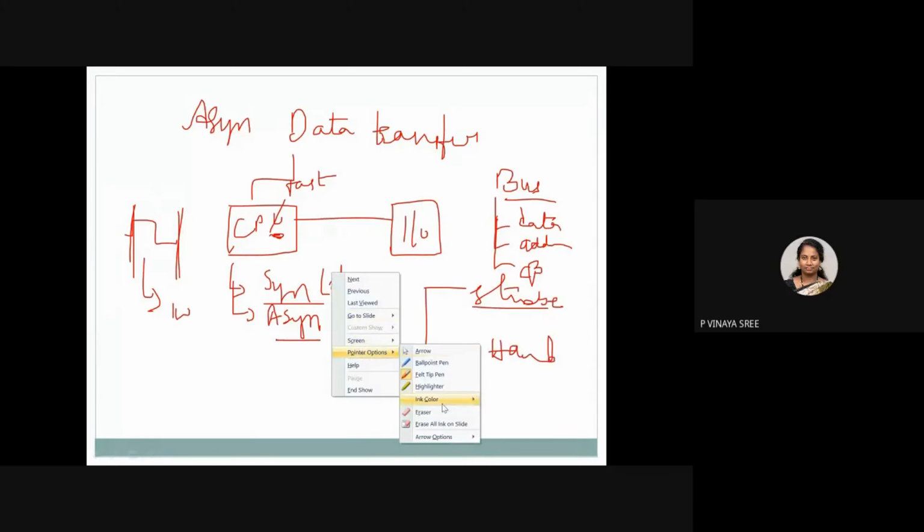First we will discuss strobe asynchronous data transfer. In strobe asynchronous data transfer, we have two types of strobe signals to be generated: one is source initiated data transfer, and the other one is destination initiated data transfer. Let me start with the source initiated data transfer.